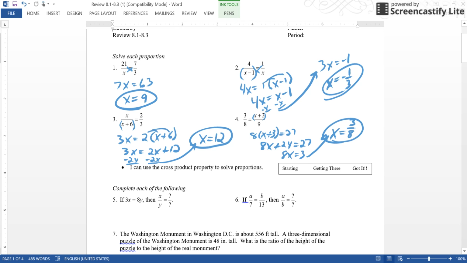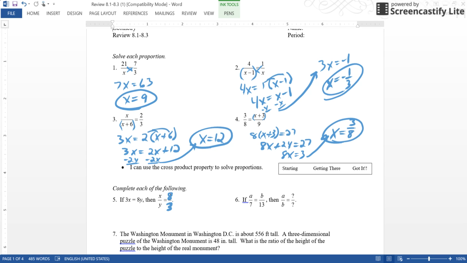Complete each of the following. So if 3x equals 8y, well, if I cross multiply, then the 3 has to be down here. 3 has to be here. And 8 is up here. And that's it.